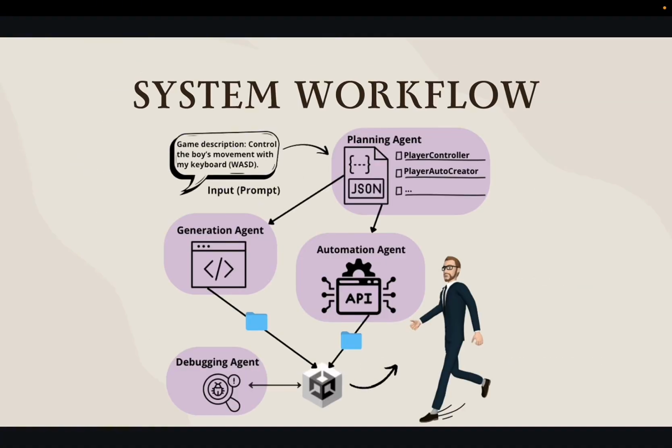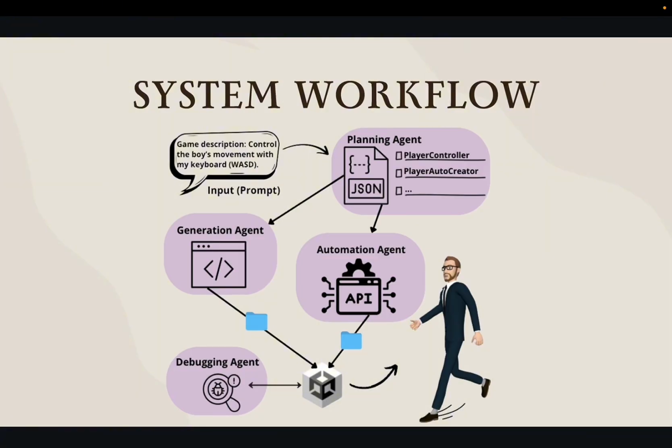Step 1. Planning agent. It takes your natural language input and converts it into a structured GSON blueprint with detailed logic. Step 2. Generation agent. It turns that blueprint into production-ready Unity C# scripts, supporting common mechanics like movement, camera following, UI, and NPC pathing.